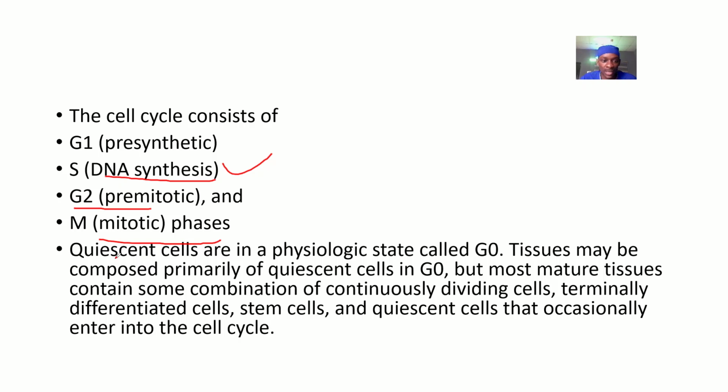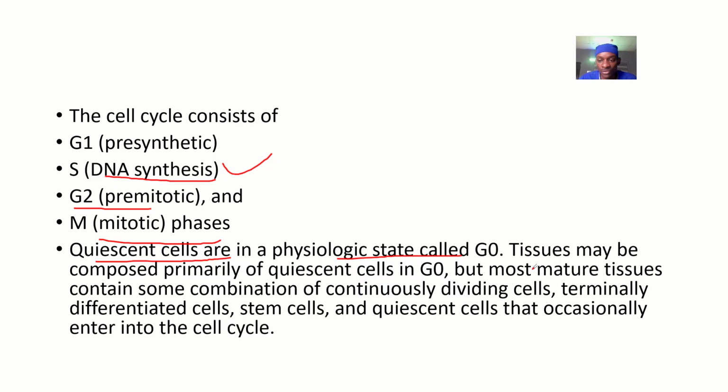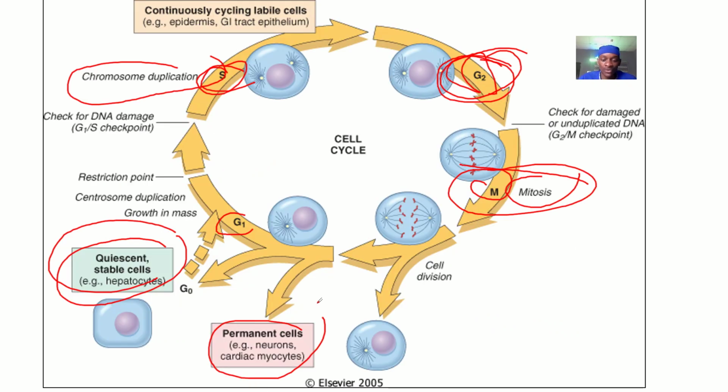So in this one, we see that the quiescent cells are in a physiologic state called G naught, all right. These ones are in G naught. So tissues may be composed primarily of quiescent cells in G naught, but most mature tissues contain some combination of continuously dividing cells, terminally differentiated cells, stem cells, and quiescent cells that occasionally enter the cell cycle. This is just talking about the composition of the quiescent cells.